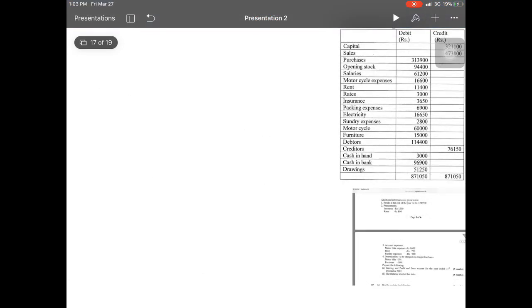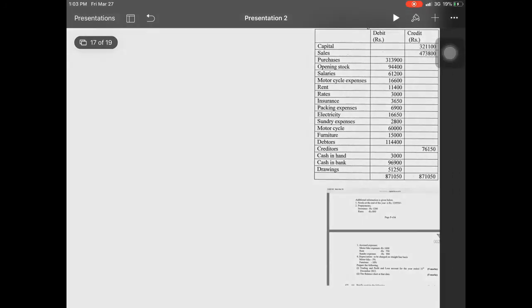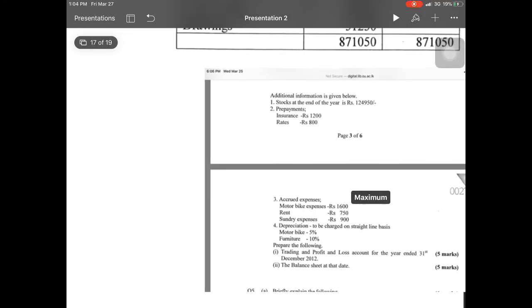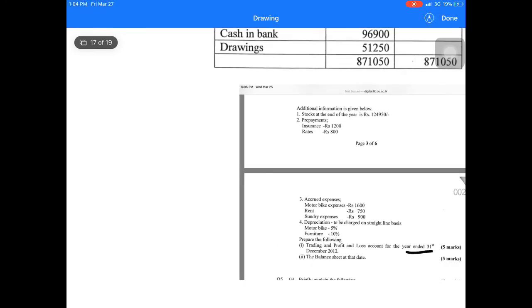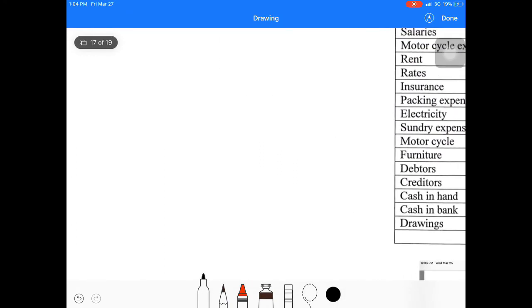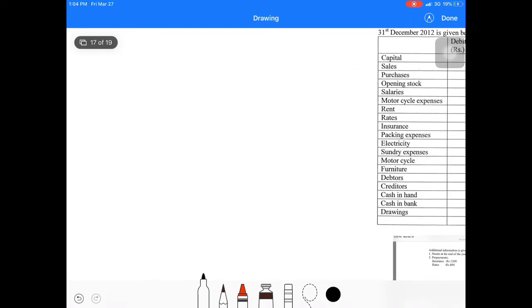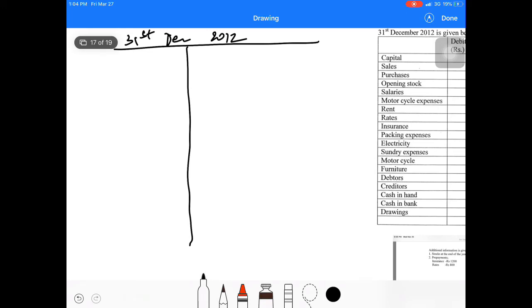In this question, they have given the trial balance and they want us to prepare the profit and loss account for the period ending 31st December 2012. So we start with that. Now this is the standard way. We have to mention the date or duration, 31st December 2012, and then we have to identify all the revenues and all the expenses during that period.